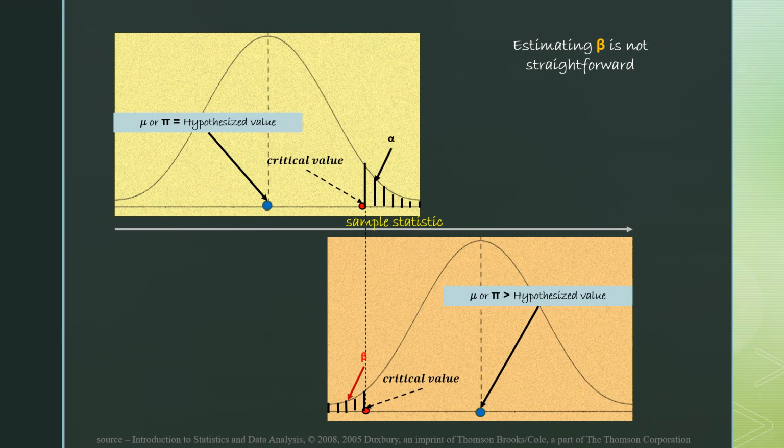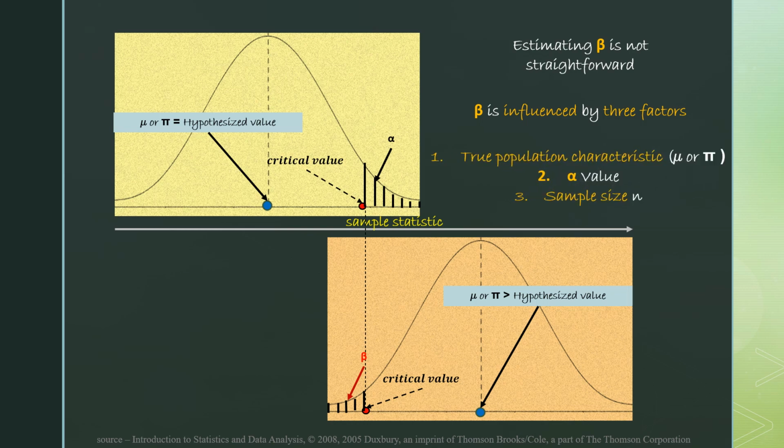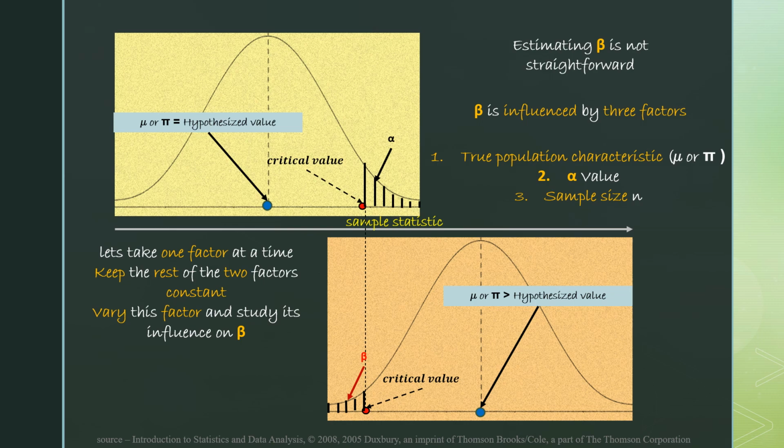Estimating beta is not straightforward. Beta is influenced by three factors. 1. True population characteristic mu or pi. 2. Alpha value. And 3. The sample size n. Let's take one factor at a time, keep the rest of the two factors constant, vary this factor and study its influence on beta. Let's start with the true population characteristic mu or pi.